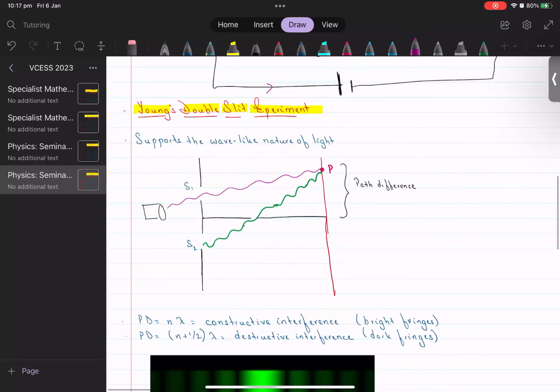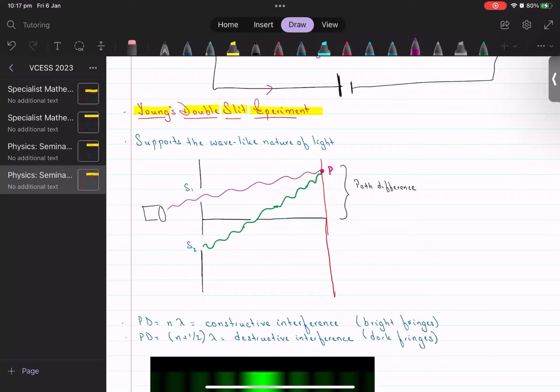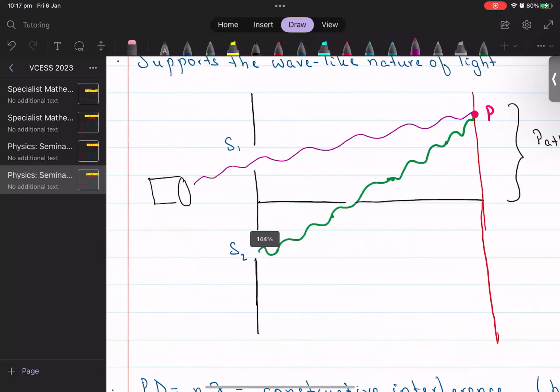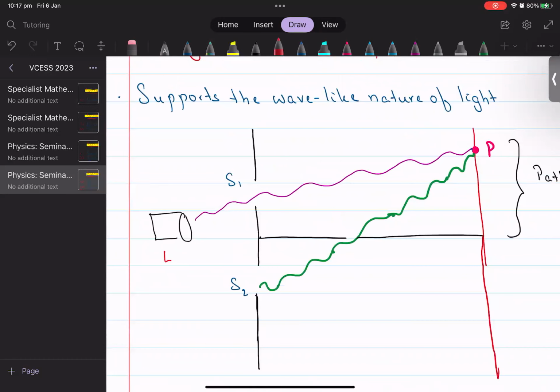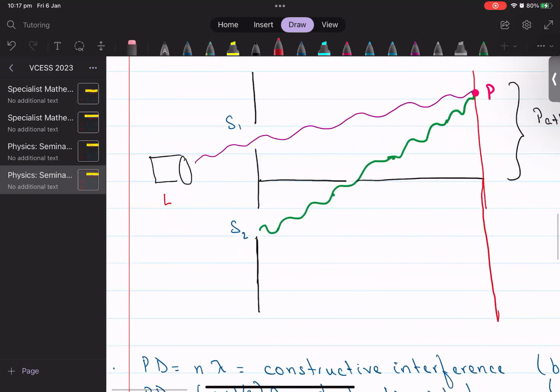This diagram does look quite confusing, I know. And I've deliberately set it up so that I can walk you through it as best as I can. So let's say we have a light source here on the left. I'll label it L for light source. And we have a setup with a barrier with two slits for the light to pass through.